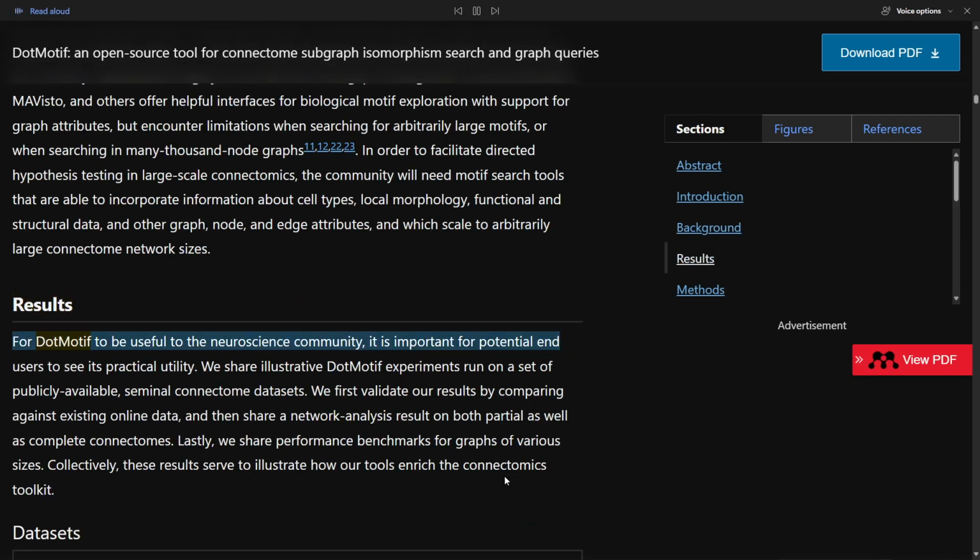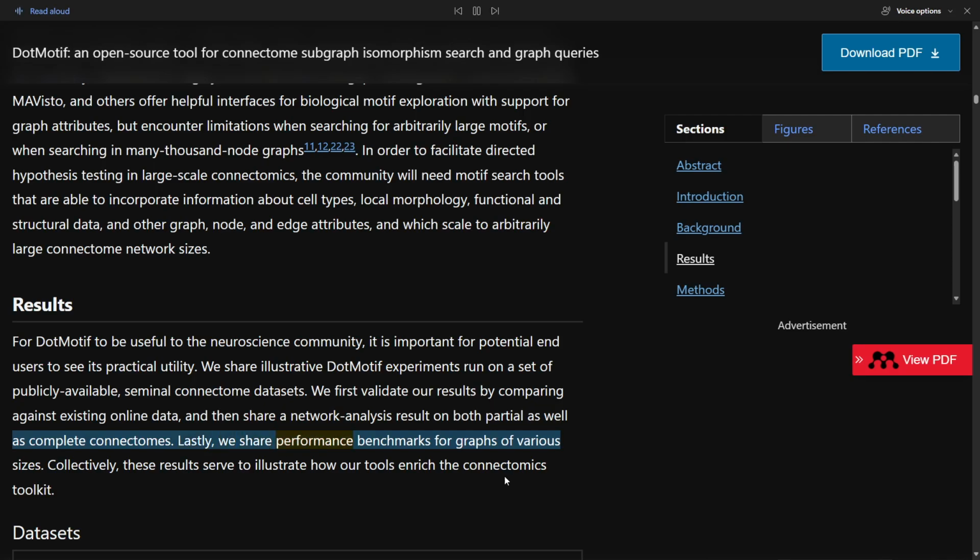Results. For DotMotif to be useful to the neuroscience community, it is important for potential end users to see its practical utility. We share illustrative DotMotif experiments run on a set of publicly available, seminal connectome datasets. We first validate our results by comparing against existing online data, and then share a network analysis result on both partial as well as complete connectomes.